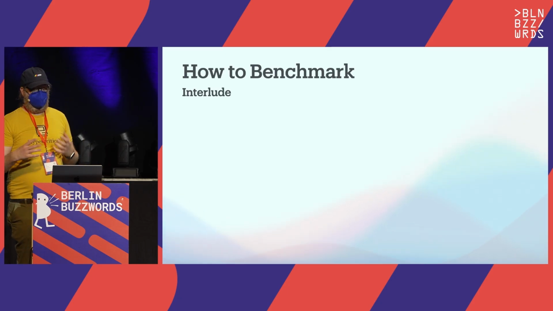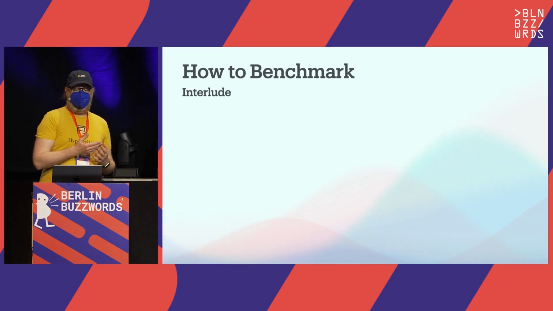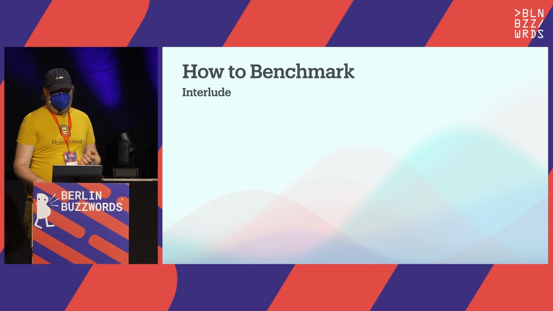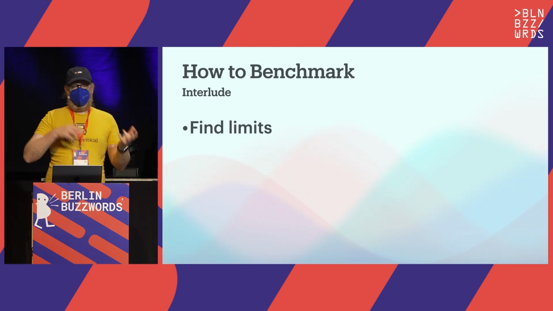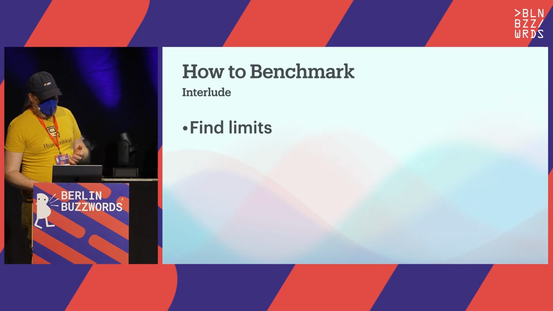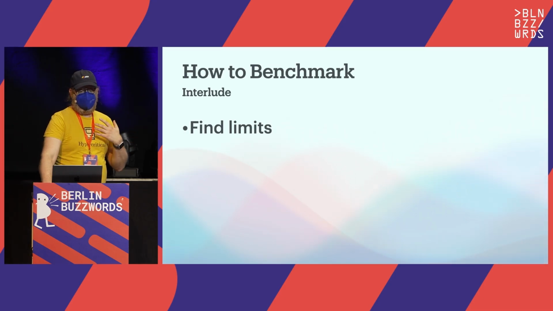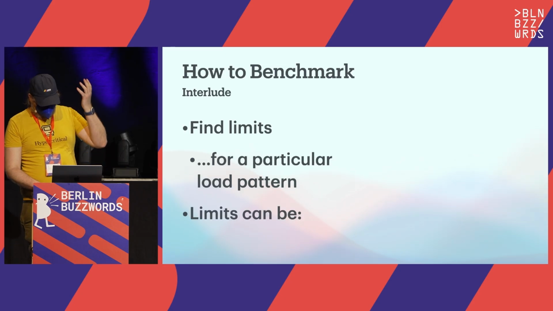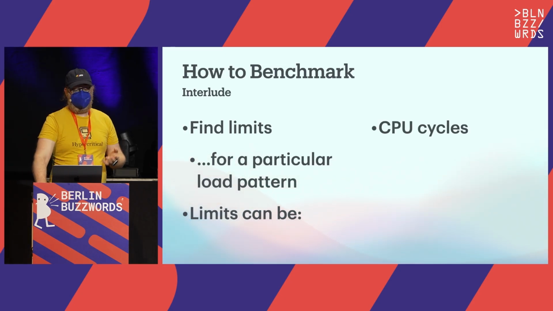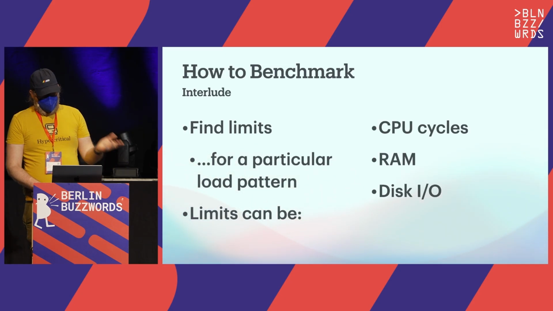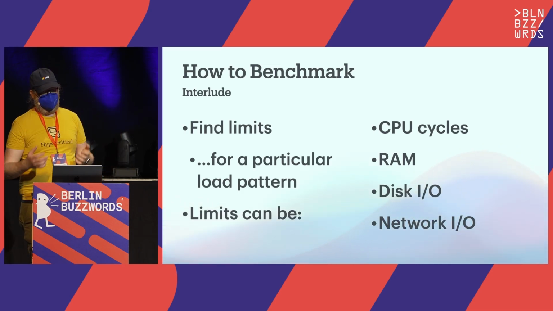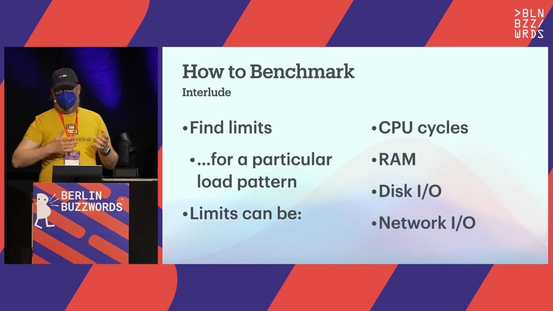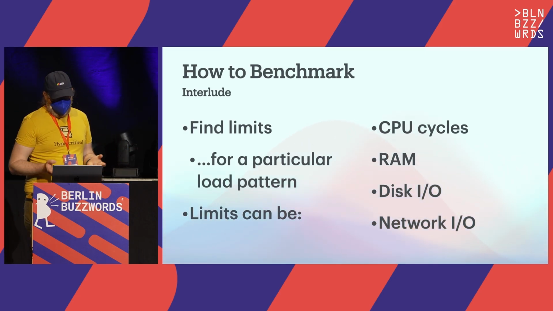So a little interlude for how to do benchmarking, actually. The goal of benchmarking is finding a limit. The limit is for a combination of software and hardware for a specific load pattern. A lot of things on the hardware side can contribute to such limits, like CPU cycles, available RAM, disk I/O, and network latency and throughput. And our job was to find when CouchDB was going to be running into one of those limits, and see if we can remove it.